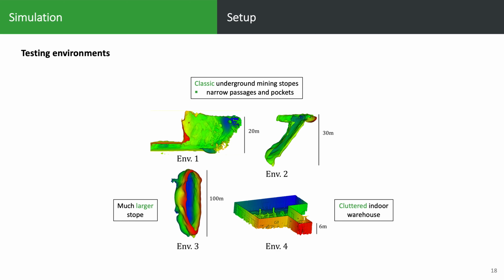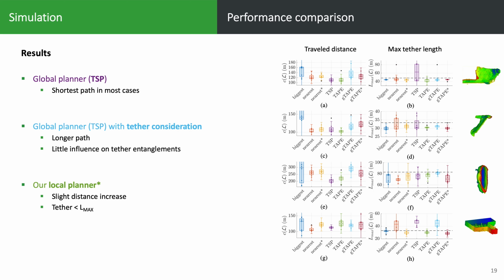We tested our algorithm in 4 different simulated environments, including 2 classic mining stopes, a larger stope, and a cluttered warehouse to challenge our algorithm with a high risk of tether entanglements. The results provide 3 main conclusions. First, the global planner that solves the TSP produces the shortest path in most cases. The same global planner, but that also takes into account the tether, will produce a longer path, but it will not influence the tether entanglements as I said before. Finally, our local planner leads to a slight distance increase, but the maximal tether condition is always respected.